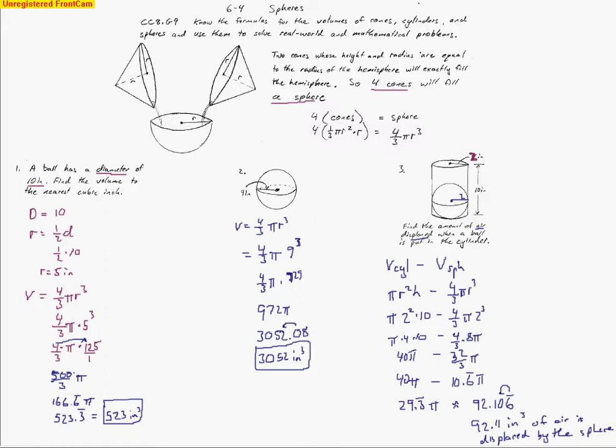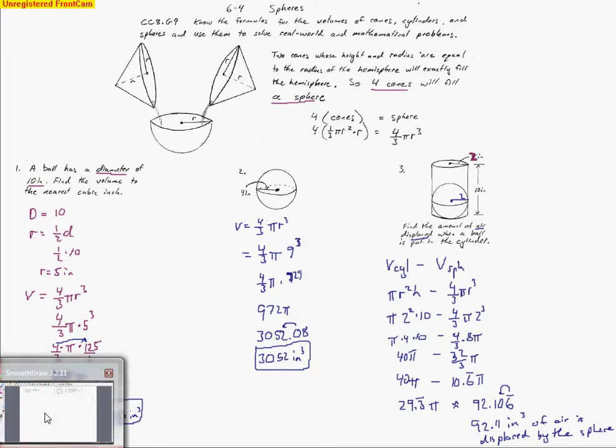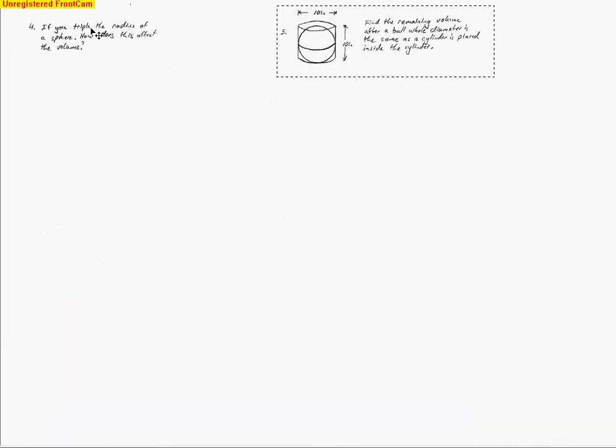So let's take a look at the next problem here. It says, if you triple the radius of the sphere, how does this affect the volume? So let's go ahead and start off with the volume of a sphere. It's 4/3 pi r cubed. Well, what they said is they want us to triple the radius. So if we triple the radius, it would be like this, 3 times the radius.